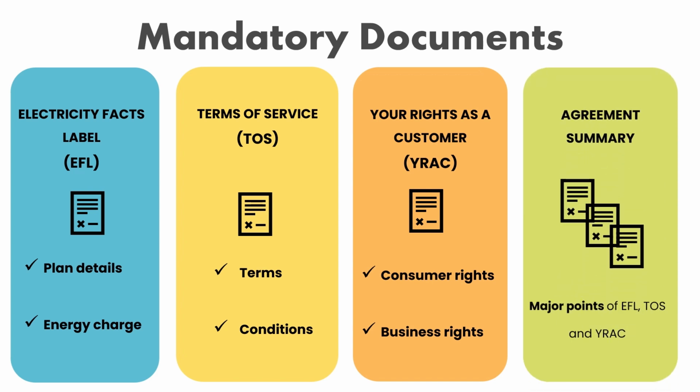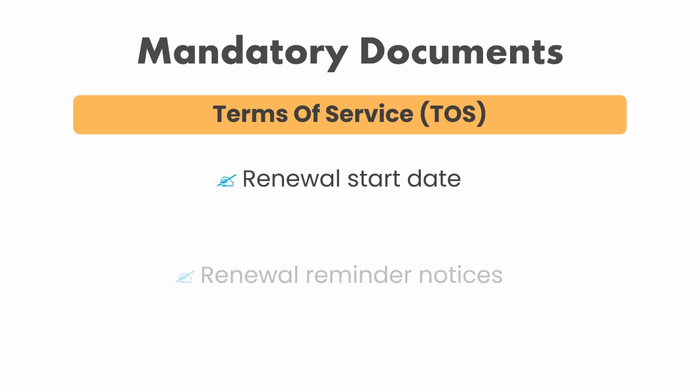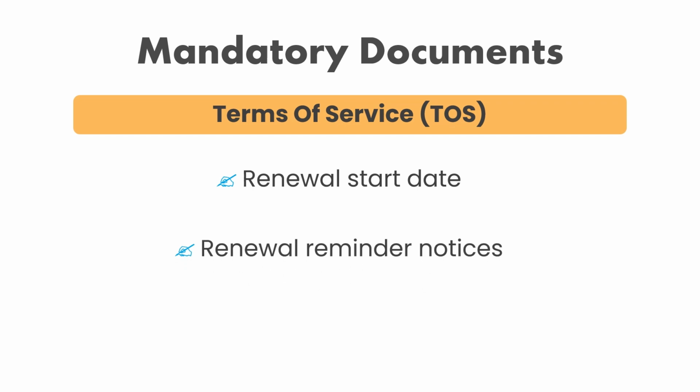Additionally, we send a document highlighting the important points of these mandatory documents in a 4th document called the Agreement Summary. All 3 mandatory documents are needed, but the Terms of Service covers some of the most important information regarding the renewal process, which includes the renewal start date, renewal reminder notices, and non-renewal options. Let's dive into each of these areas of the TOS.